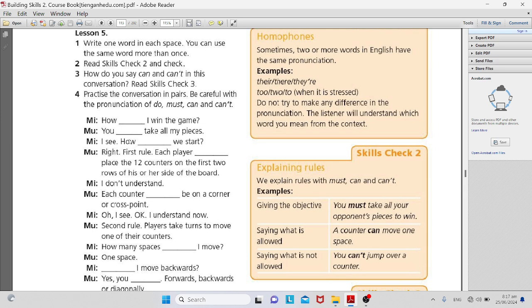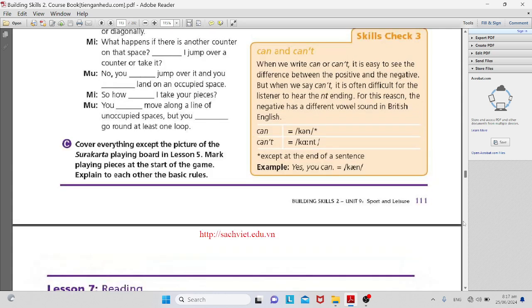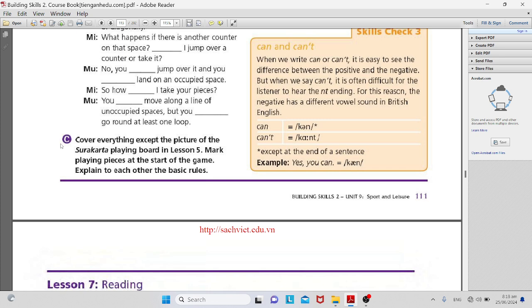Fine. So all of these spaces must be filled by must, can, or can't, and make sure you make a difference in pronunciation of positive can and negative can't. C: cover everything except the picture of the Sorokarta playing board in Lesson 5. Mark playing pieces at the start of the game. Explain to each other the basic rules.